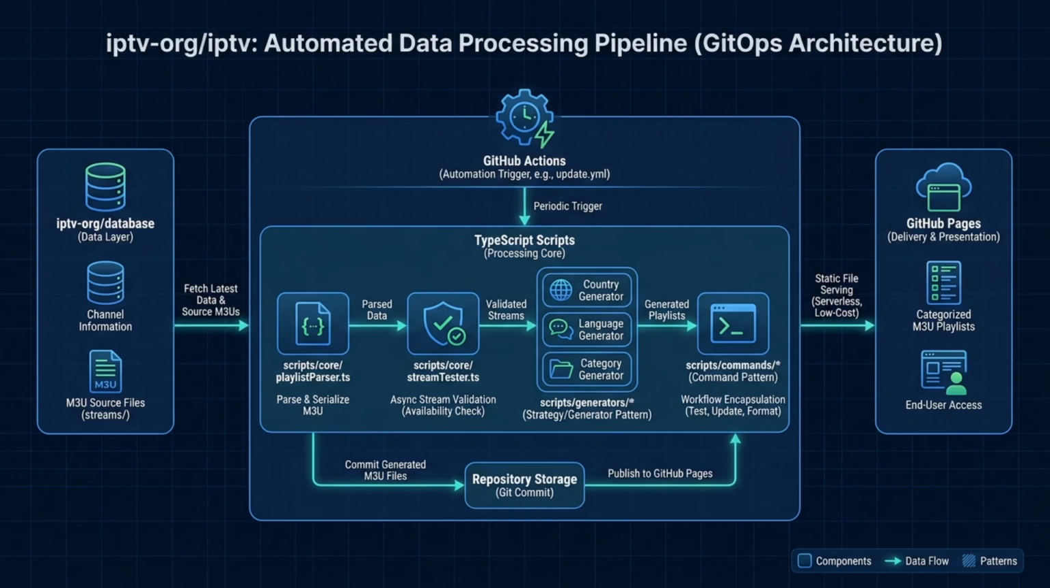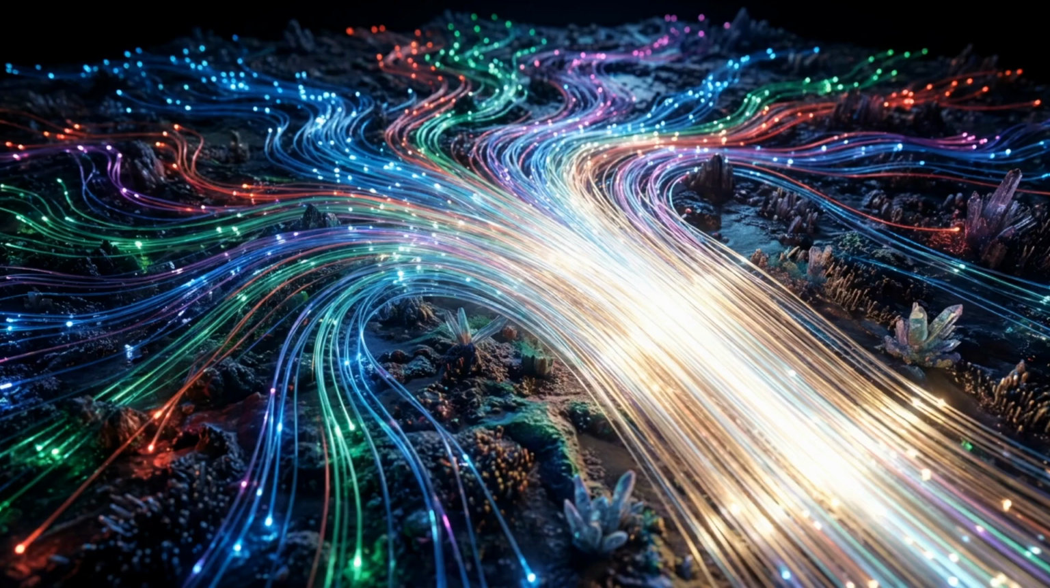This is a process known as a CI/CD pipeline, and it's powered by GitHub Actions. Every day, this system automatically tests thousands of stream links for validity. It then uses the verified data to generate fresh M3U playlists, which are standard text files that media players can easily read. This whole process is a prime example of data as code. The channel information itself is managed and versioned through Git, just like software source code.